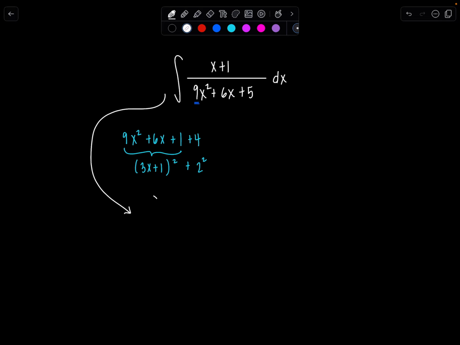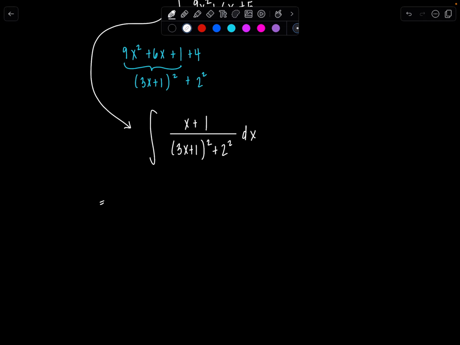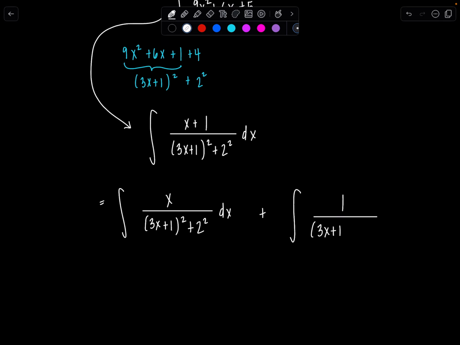So here's our integral rewritten. Let's leave x plus 1 alone. And then I have (3x plus 1) squared plus 2 squared, dx. And since I have 2 terms in the numerator, I think the best course of action is to split this into 2 integrals, and we'll tackle each one at a time. So integral of x over (3x plus 1) squared plus 2 squared dx, plus integral of 1 over quantity (3x plus 1) squared plus 2 squared dx. Okay?